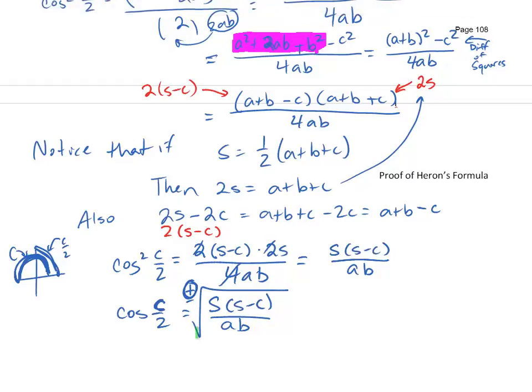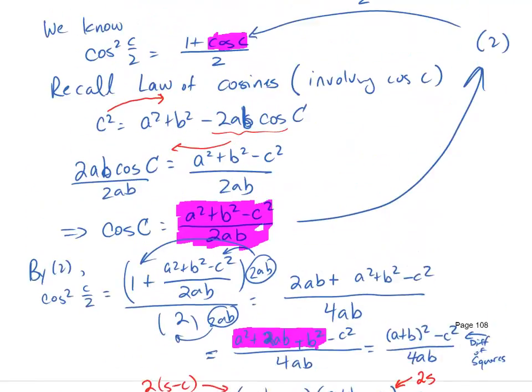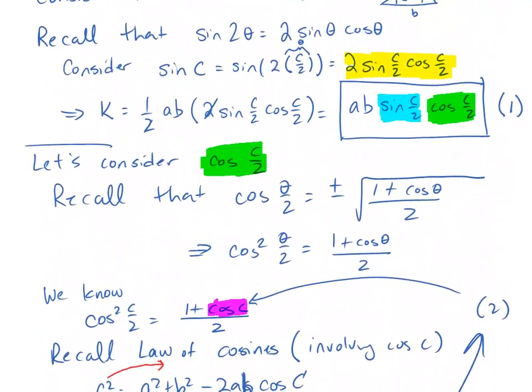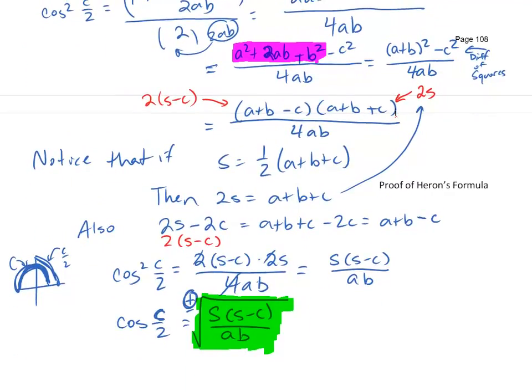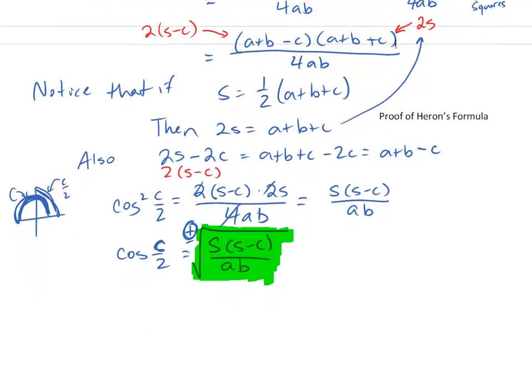This was what's going to go in the green area up above. Right, way up here. In this Formula 1, we're going to be able to replace that cosine of C over 2 with that radical right there. Now, moving forward.